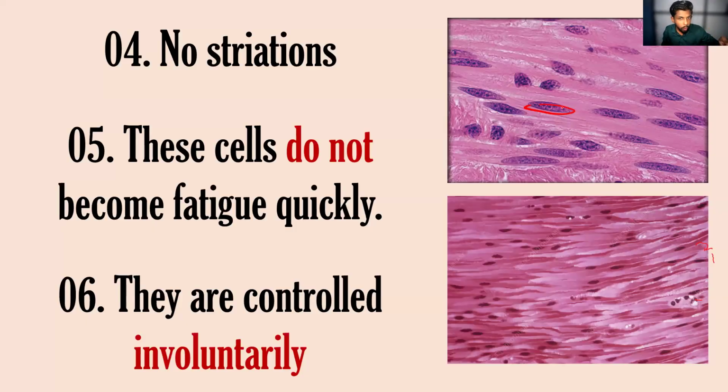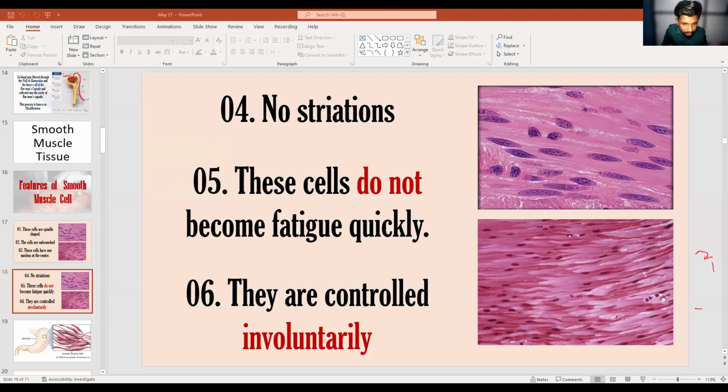Fourth one, no striations. Can anyone tell me what you mean by striations? Anyone? Okay, no one knows the answer. Okay, I will show you the picture for the striations, right? That means a line-like structure will be there. Wait, I will show you the picture for that one.